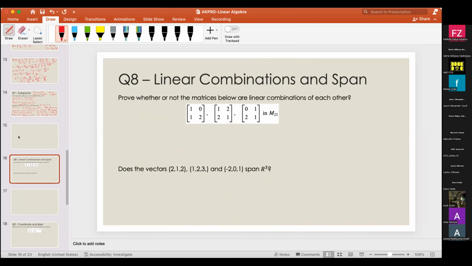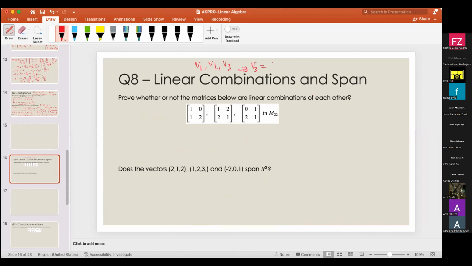For a linear combination, it means that I can express any one. Let's say we have vectors v1, v2, and v3. If these three are linear, I can express v3 as a combination of, let's say, a v1 and b v2. This is called linear combination.